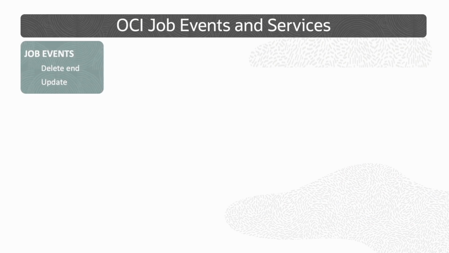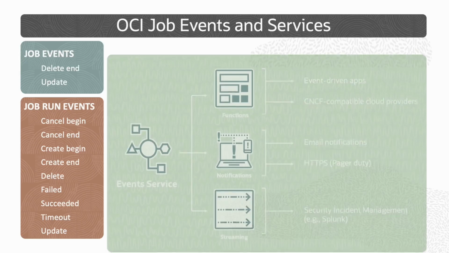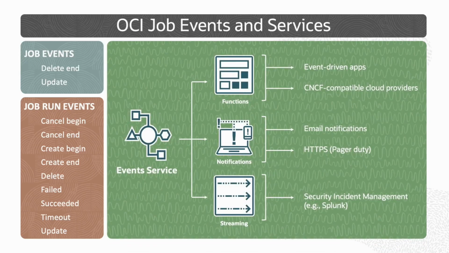The event service lets you subscribe to changes in your resources, like the job and job run events listed here, and it responds to them by using Oracle Functions, notifications, or streaming. An event is a structured message that denotes a change in a resource. An event is usually a CRUD operation, which stands for create, read, update, and delete.